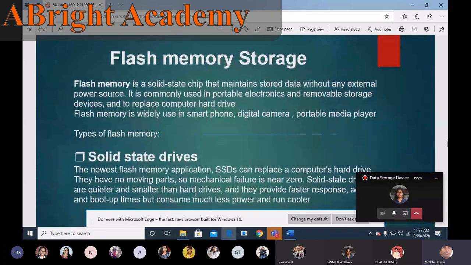Flash memory storage. A flash memory is a solid state chip that maintains stored data without any external power source. It is commonly used in portable electronics and removable storage devices, and to replace computer hard drives. Flash memory is widely used in smartphones, digital cameras, and portable media players. Types of flash memory.